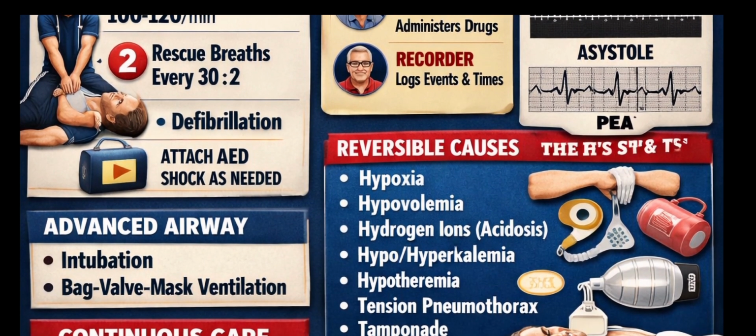Medication used in a code: epinephrine improves blood flow to the heart and brain. IV fluid is given if hypovolemia is suspected. Advanced airway management includes bag-valve-mask ventilation and airway devices.